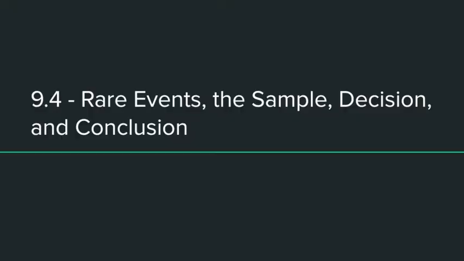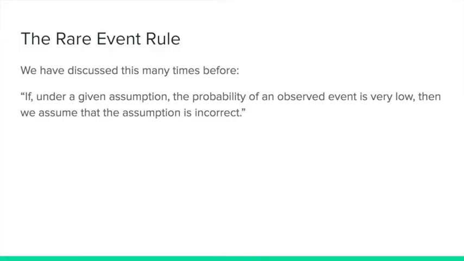In Section 4, rare events, sample, the decision, and the conclusion. So basically this is kind of putting the pieces together and trying to make sure that we understand how the process goes on hypothesis testing. So we've said this before many times, but now we're finally putting it into practice. If under a given assumption the probability of an observed event is very low, then we assume that the assumption is incorrect. So in this case, the assumption is going to be the null hypothesis. Okay? And if based on the data it looks like the null hypothesis is not correct, then we'll reject it, and we are putting the rare event rule into practice.